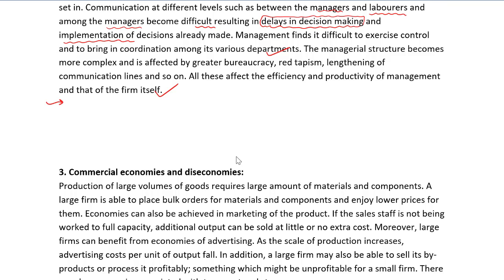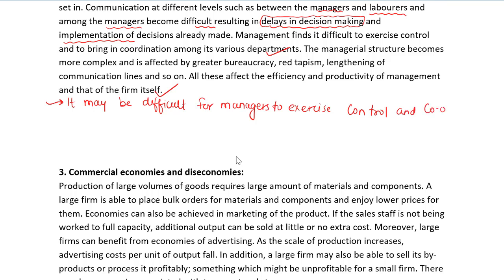Let's write a point about managerial diseconomy. It may be difficult for managers to exercise control and coordination among various departments.